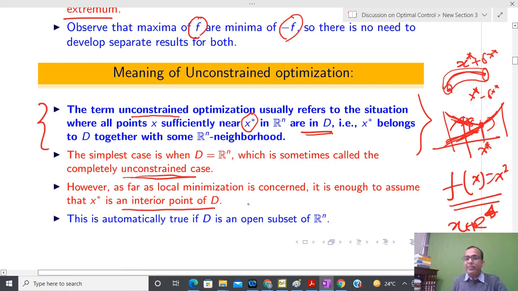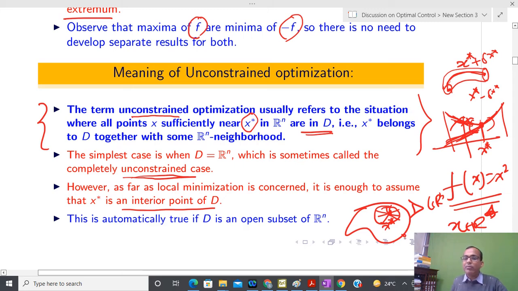Suppose I have some region. This region is D, a subset of R^n, and if x star is here, then there is no need to worry. I can move in any direction and I will still remain inside D. It means that if I construct a ball with the help of the Euclidean norm, then that ball is going to lie inside that space only. But if you are at the boundary, then a problem occurs, and at that time I have to be careful.